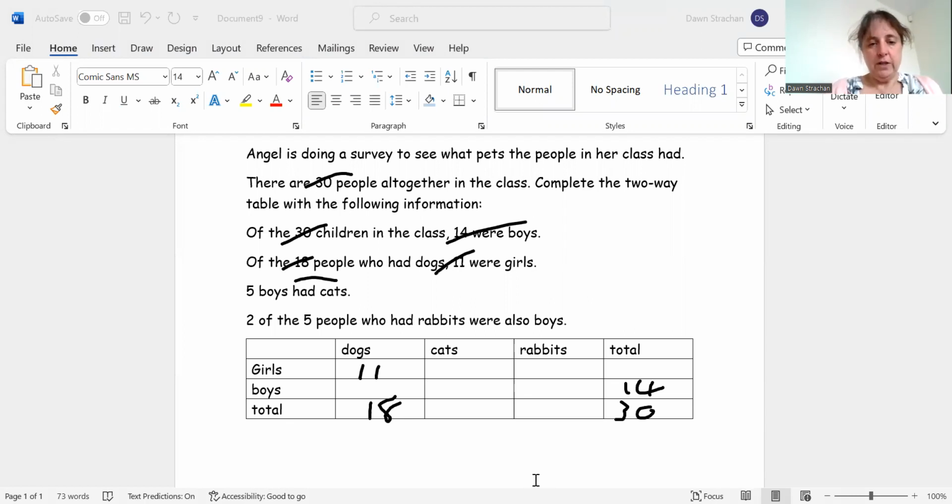5 boys, so follow the boys line along and come down, meet where the cats are. And we've got 5 boys had cats. Okay. 2 of the 5 people who had rabbits were boys. So the total number who had rabbits is 5, and 2 of those were boys. So we can pop that in there. Okay, so that's done, that's done.